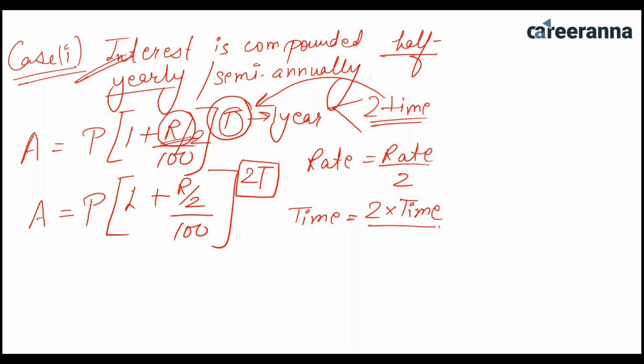Okay. So this is one. Another thing that you'll generally see in the questions: what we need to remember, rate will become half and time will become double. Okay. Any problem in understanding till here?